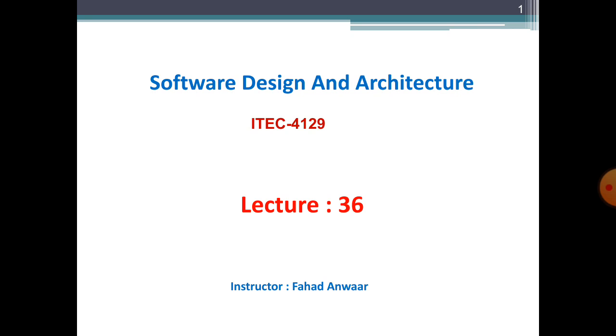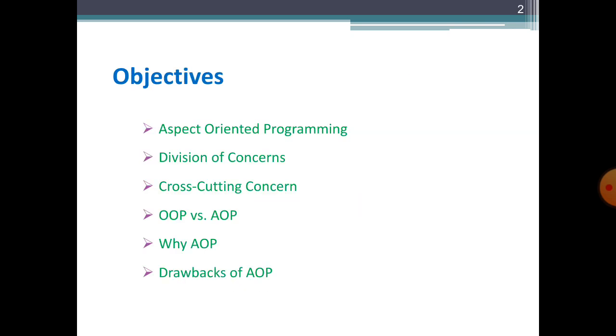So students, let's formally start our lecture number 36. Here are the objectives of today's lecture discussion. We will see more details about aspect oriented programming, including the different divisions among concerns, and we will see cross-cutting concerns with the help of some examples. Then we will see how object oriented programming and aspect oriented programming are similar or different from each other with the help of some examples. Then we will see some advantages or justifications for utilizing aspect oriented programming, and at the end of today's lecture we will also see some shortcomings or disadvantages of the aspect oriented approach. So here is a brief objective of today's lecture.